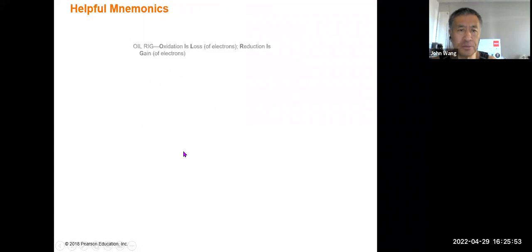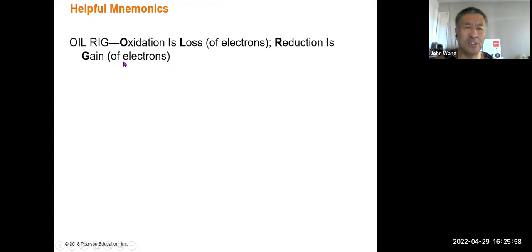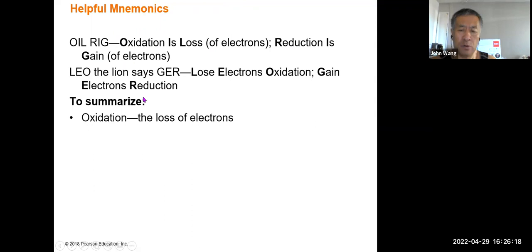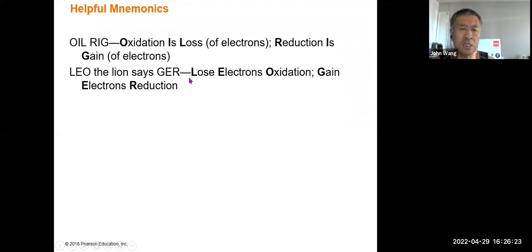Here are helpful mnemonics to memorize oxidation and reduction. One of them is OIL RIG. Oxidation Is Loss of electrons, so that means OIL. Reduction Is Gain of electrons, so we just use the first letter of each word, RIG. Another one is LEO the lion says GER: Loss of Electrons is Oxidation, Gain of Electrons is Reduction.